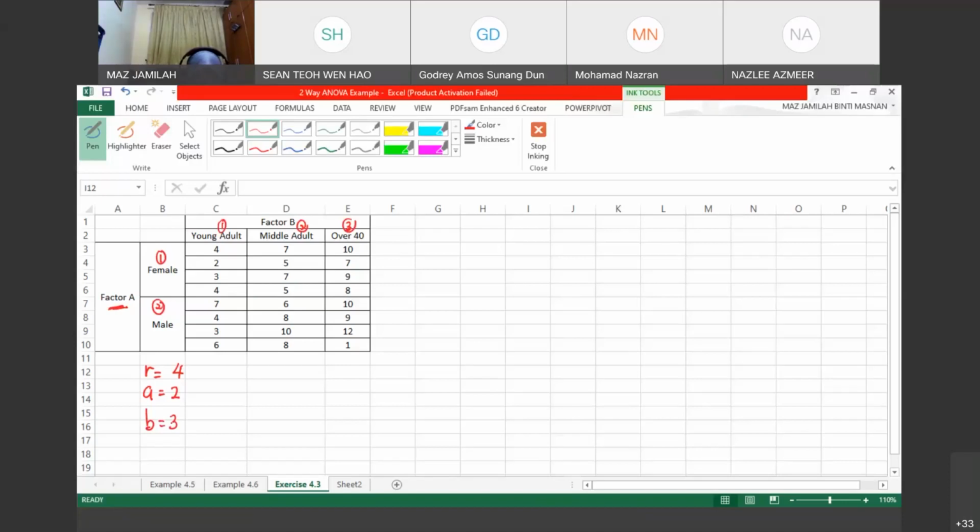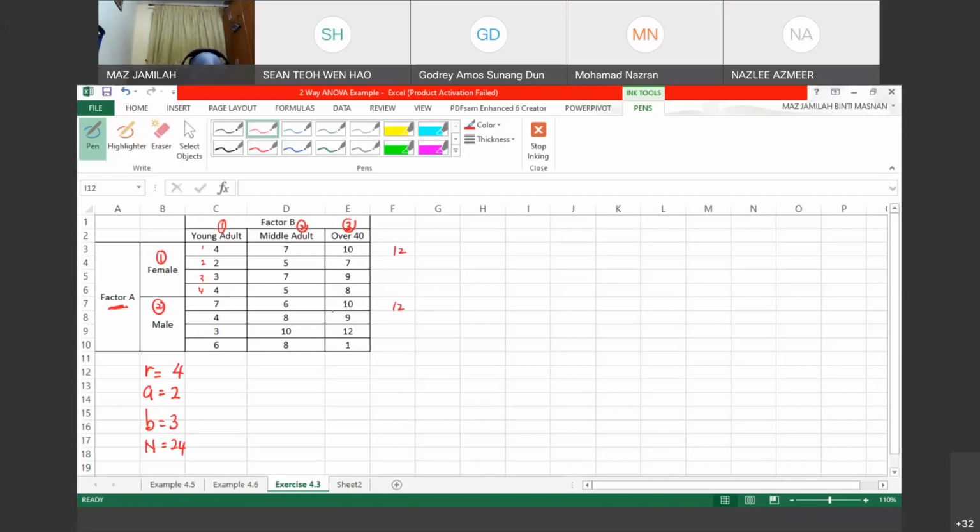How many N? 1, 2, 3, 4. 4 multiplied by 3 is 12, and 12 times 2, you got 24, right? That's how you identify. So you have 24 response variables. Right, 24. So now, let's say we have this particular exercise.